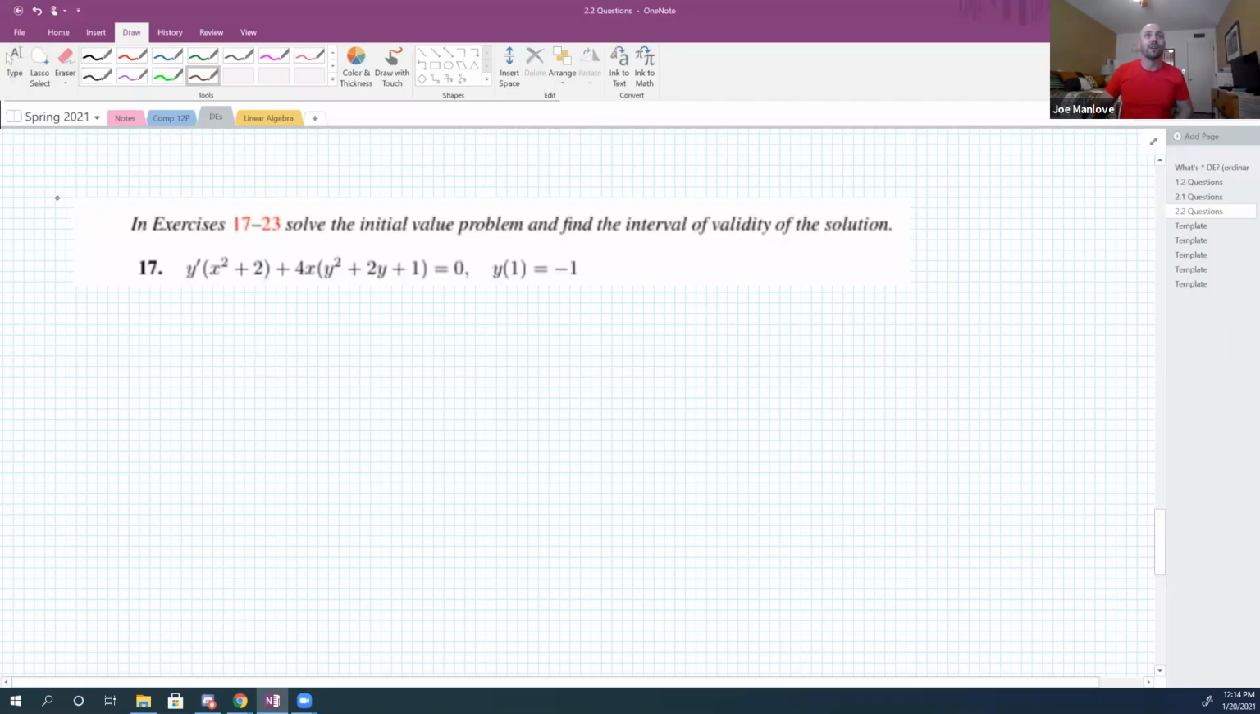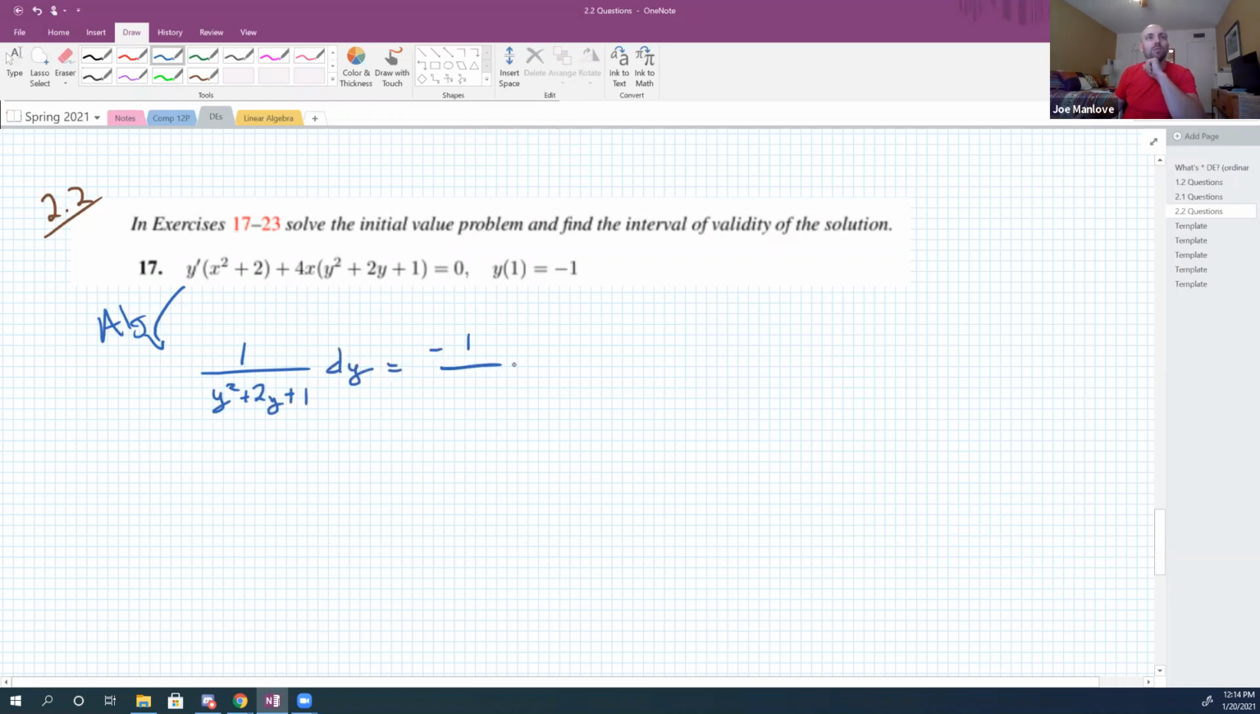All right. So this is 2.2, number 17. And we are supposed to solve this problem. Okay. So first things first, I need to set some variables here. So do algebra to this thing, right? I am fairly confident that I'm going to get 1 over y squared plus 2y plus 1 dy is minus 4x over x squared plus 2 dx.